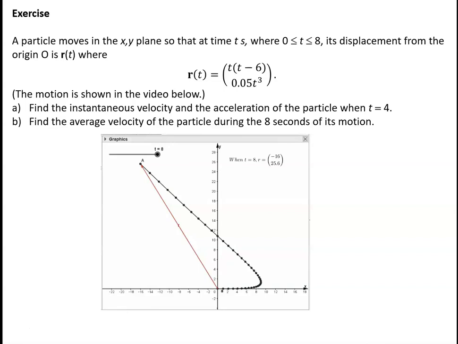And what you've got to do then is to find the instantaneous velocity and acceleration of the particle when t equals 4, and also to find the average velocity of the particle during the 8 seconds of its motion. So pause the video at this point, answer this question, take it along to your next lesson, and then we have finished the video.